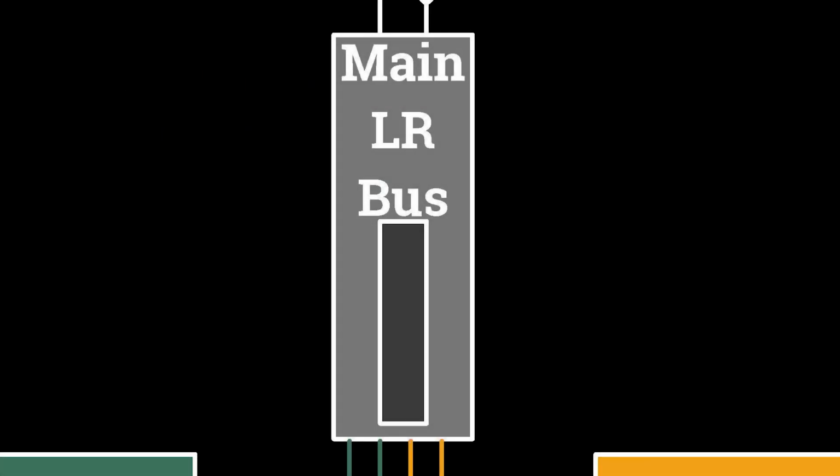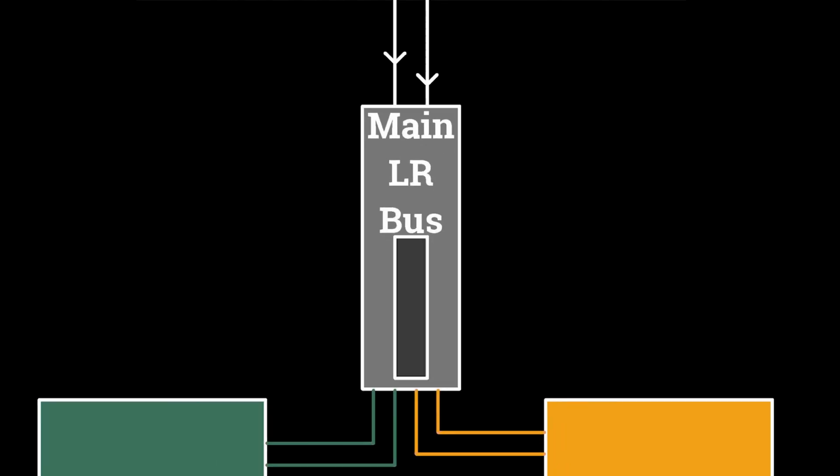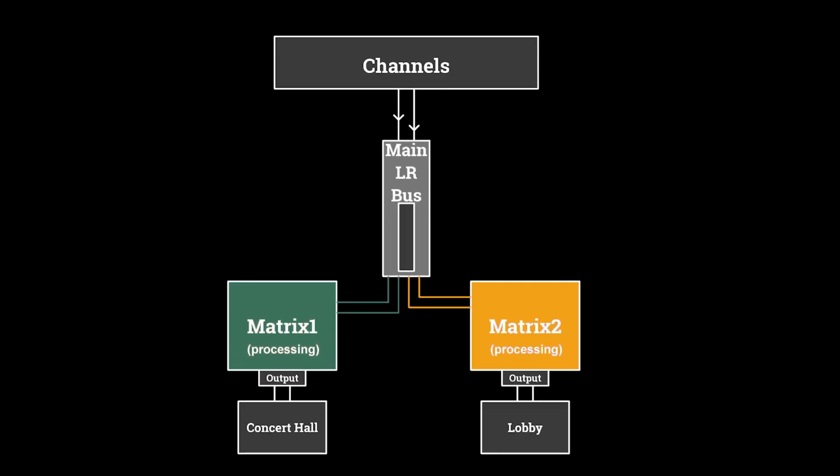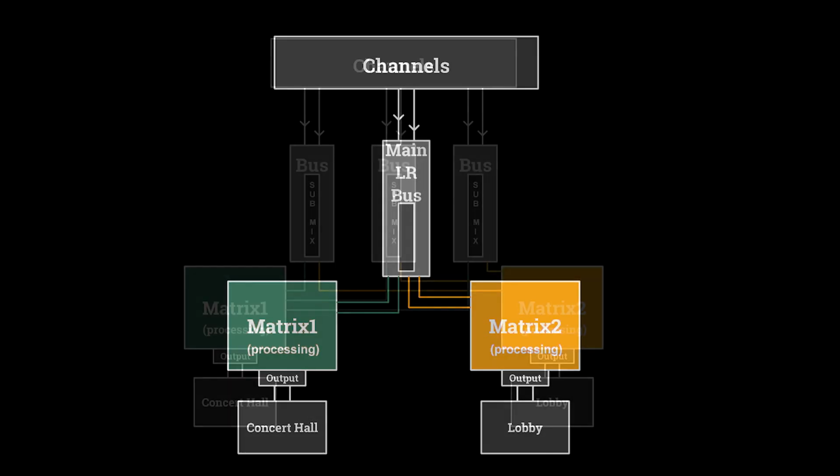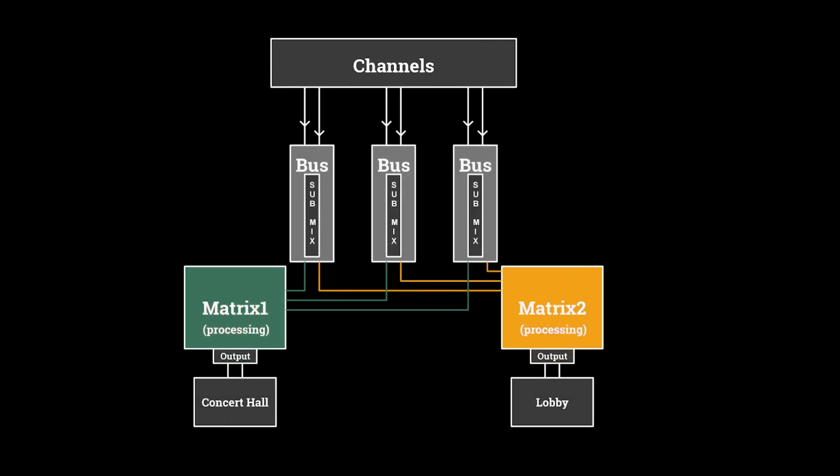For example, I could send my main left-right bus to multiple matrices, each sourcing separate PA systems, like a concert hall and a lobby. So, each mixed location could have its own independent processing, but would still be sourced by the same left-right bus mix. This concept could also be applied when using submixes, or anytime you want to send any bus mix to more than one location. This would be an effective way to use buses to sum channels, and matrices to sum buses.